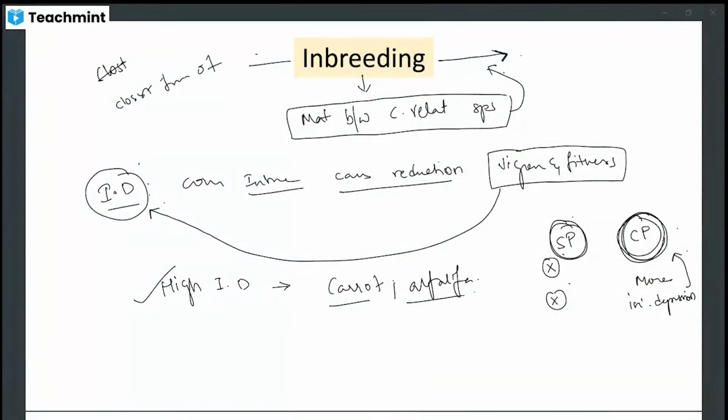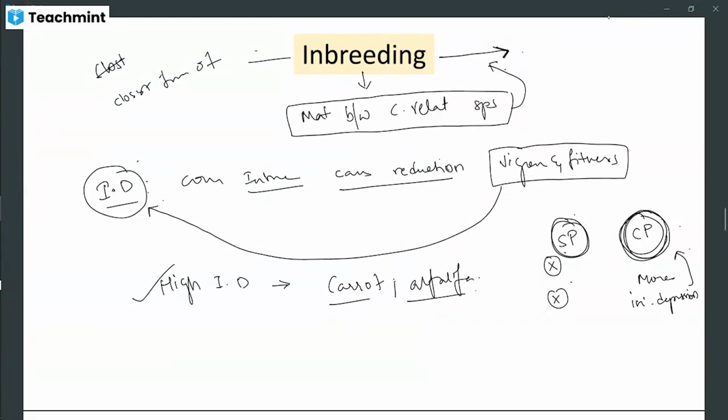I'll just give you options like seed mating, selfing, cross-pollination, or geitonogamy. Which will you select? Which is the closest form? Selfing is the closest form of inbreeding, right? So please remember this, it was asked many times in your JRF examination. Even this high inbreeding depression is seen in carrot and alfalfa. This was also the most repeated: more inbreeding depression is seen in cross-pollinated crops, carrot as well as alfalfa. Okay, so this is the concept of inbreeding.